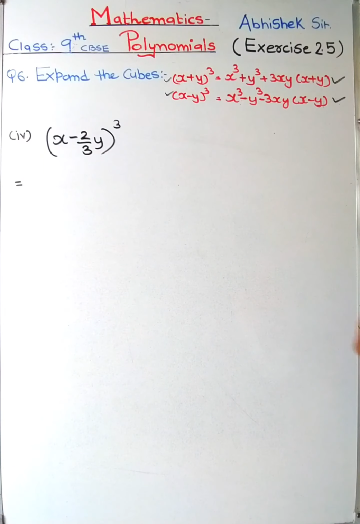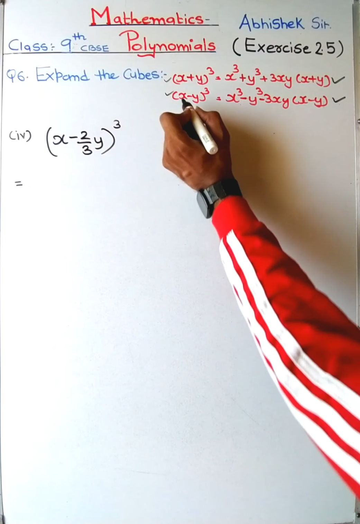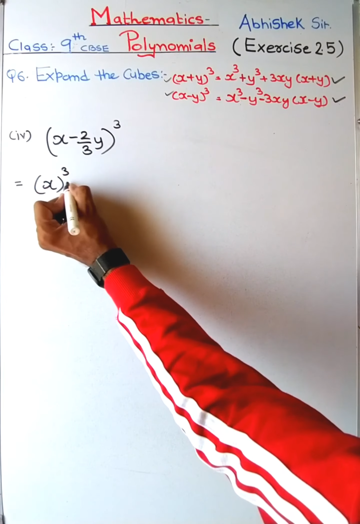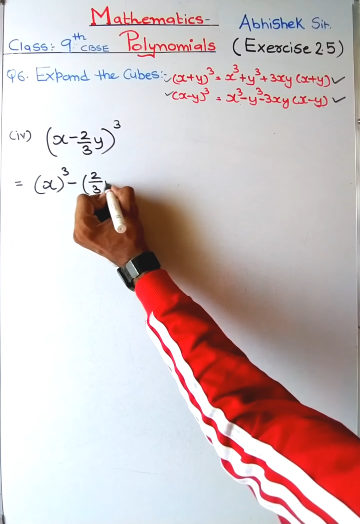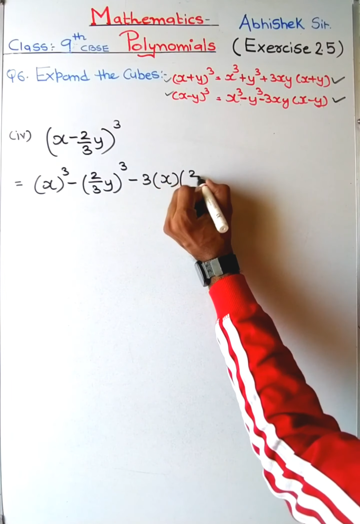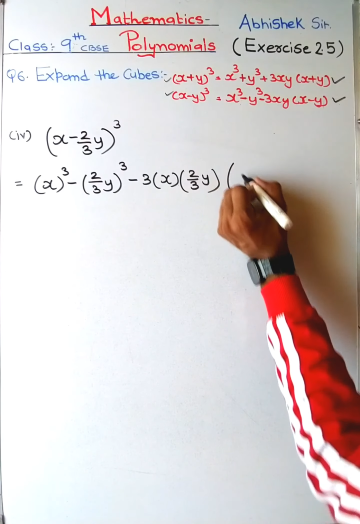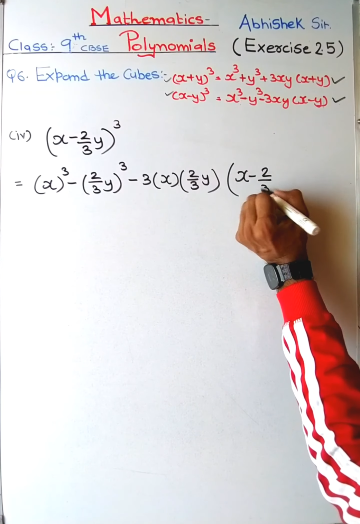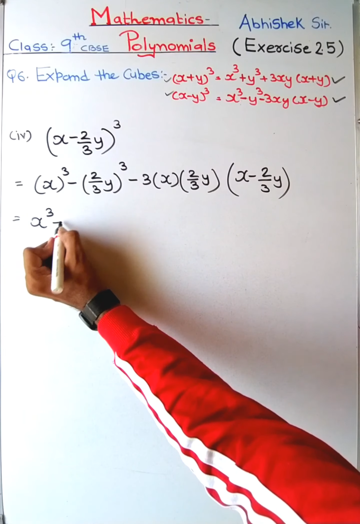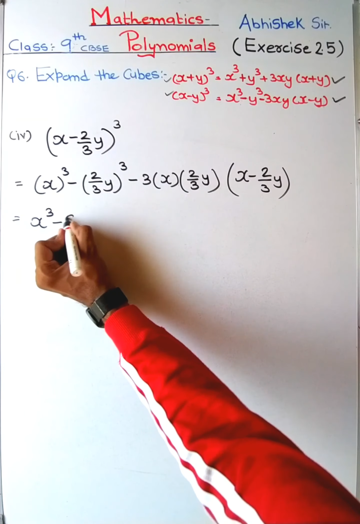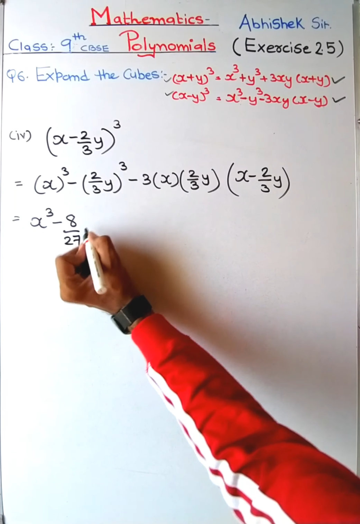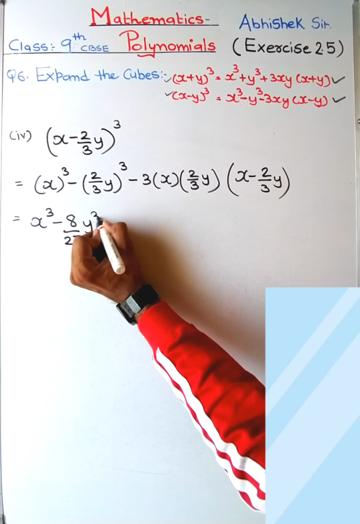So fourth question is x minus 2 by 3y whole cube. So it is like x minus y whole cube. So writing according to the identities, minus 3 into x into 2 by 3y, and the bracket is repeated. x cube will remain x cube minus 2 cube. 2 cube will be 8 upon 3 cube, that is 27, and then y cube becomes y cube.